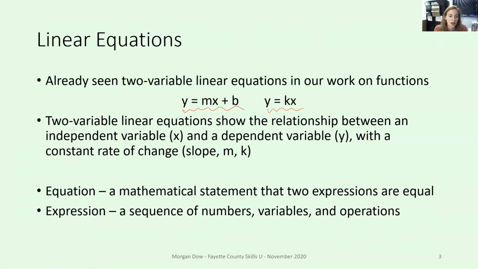We want to remember when we're using the word equation, an equation is just a mathematical statement that two expressions are equal. So we're saying this is the same as this. This is equal to this. We want to remember that an expression is just some sequence of numbers, variables, and operations, right? So 2 plus 2, that's an expression. Or 5x, 5 times x, that's an expression. Or x squared minus 37, that's an expression.